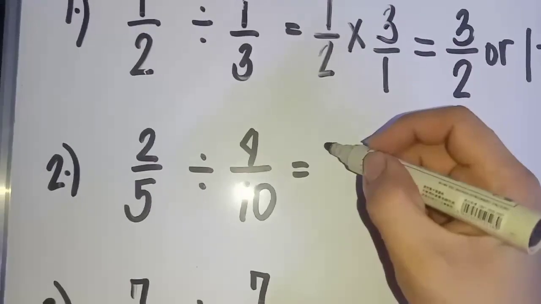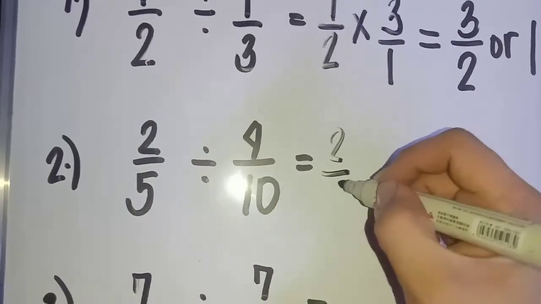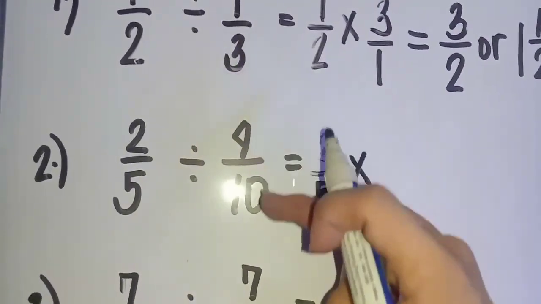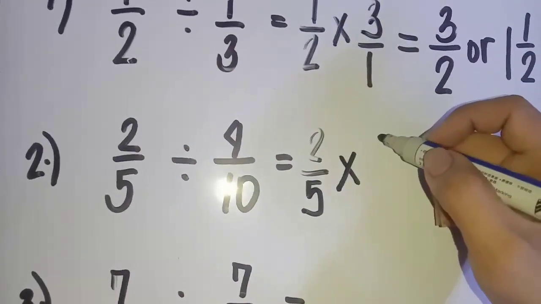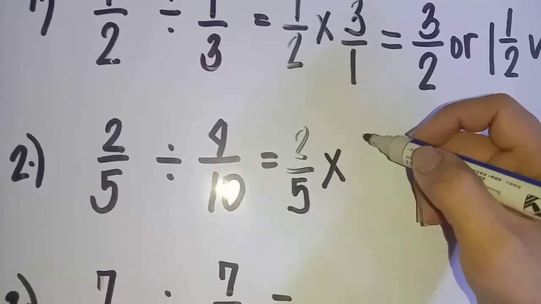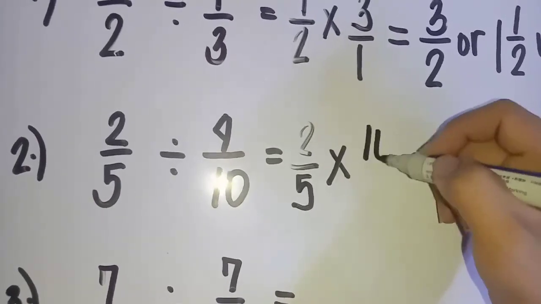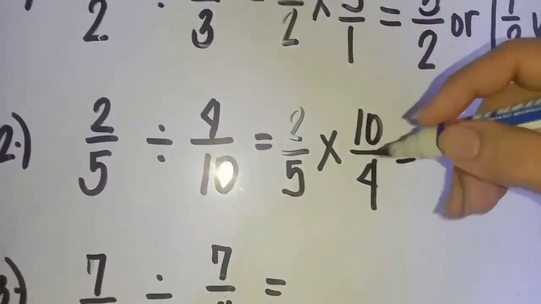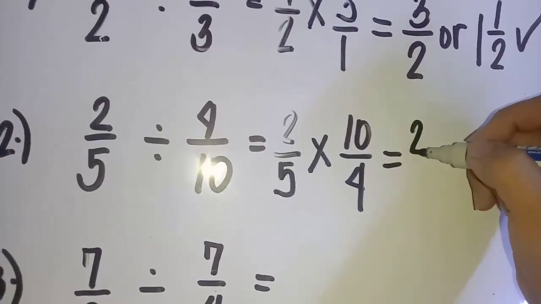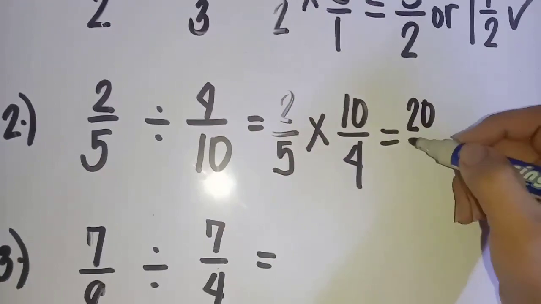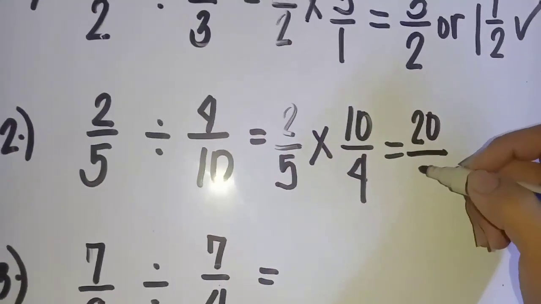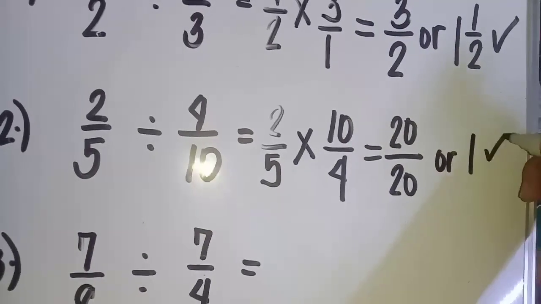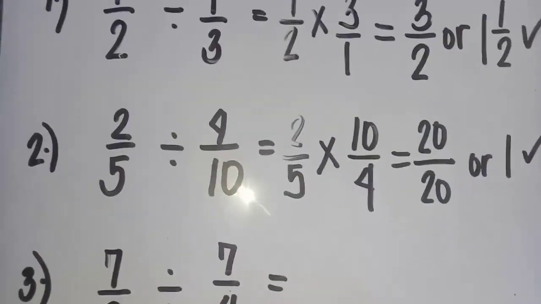Okay, number 2, 2/5 divided by 4/10. So our rule again is to retain the first fraction, proceed to multiplication, then find the reciprocal of the second fraction. So in this case, 4/10 is the given and its reciprocal is 10 over 4. The opposite of it. Okay? Then multiply 2 times 10 is 20, over 5 times 4 is also 20. 20 over 20 is equal to 1. Therefore, the answer is 1.